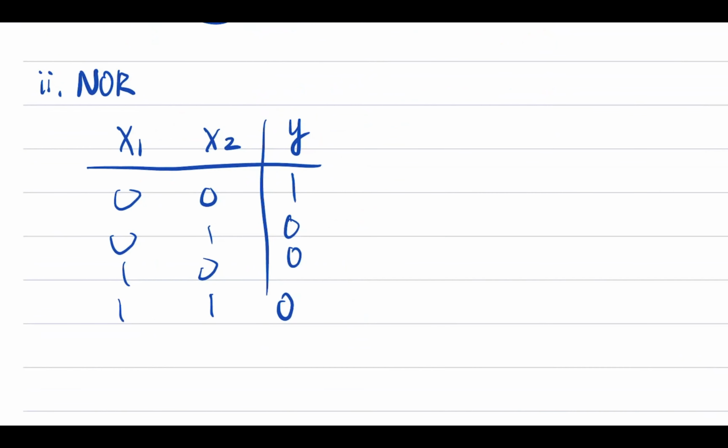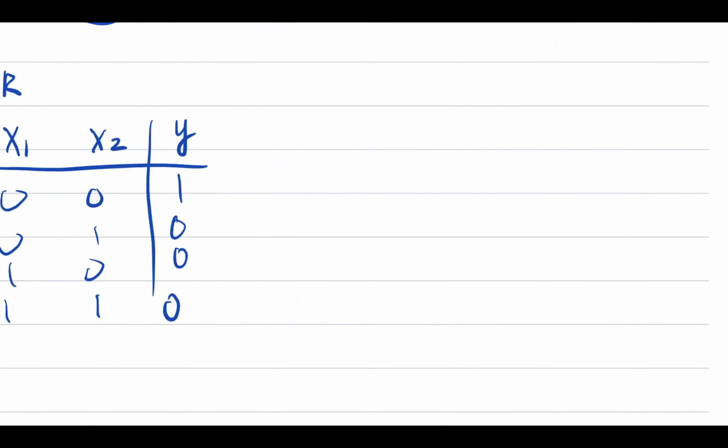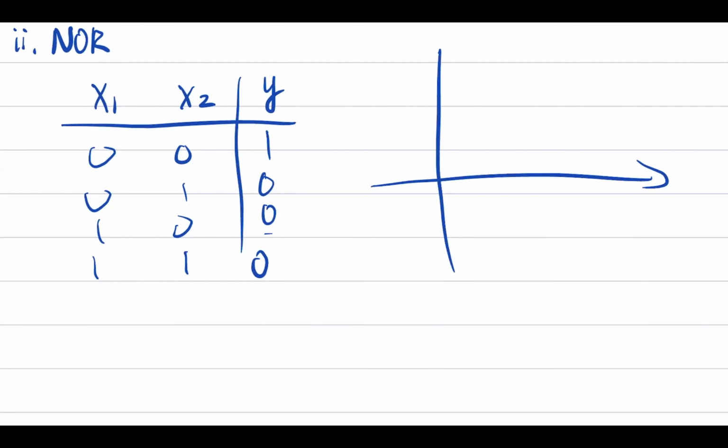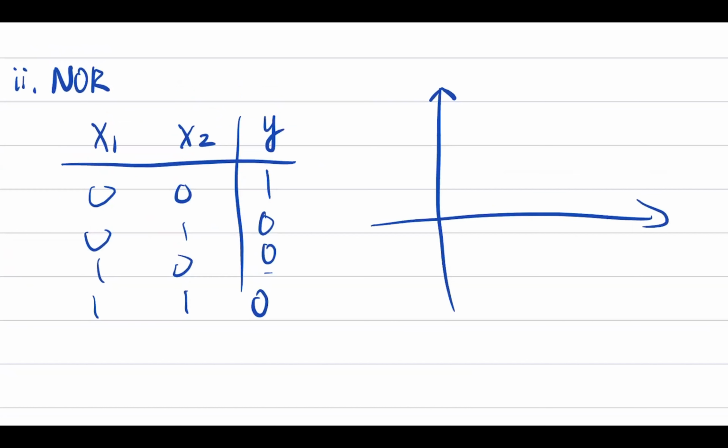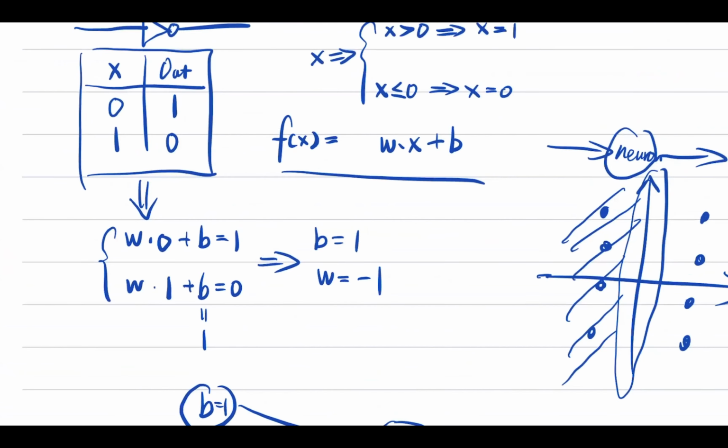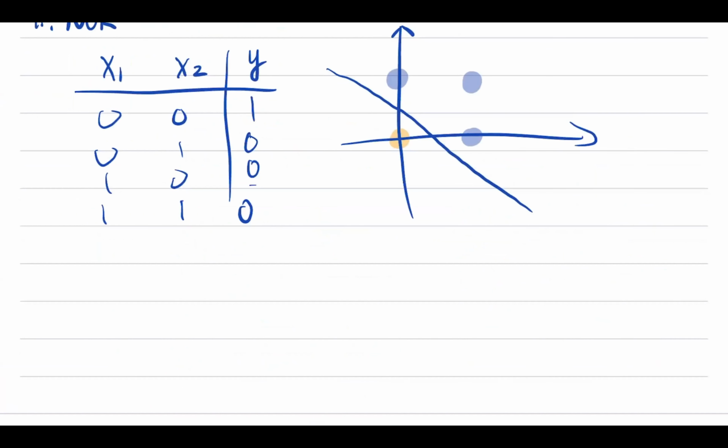So essentially, if we plot this in a Cartesian plane, we'll see the only one that produces a one is at the origin, and for 0, 1, it's a 0, for 1, 0, it's a 0, and for 1, 1, it's a 0. As a result, an arbitrary decision boundary could just be something like this, no? And it perfectly splits the two sets of points. Does that make sense? And that's exactly why I can use the method that I described above to solve this type of question.